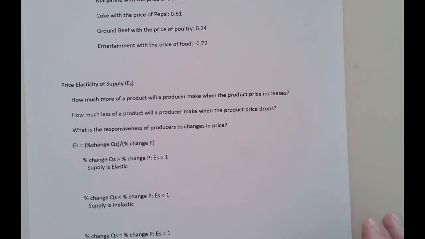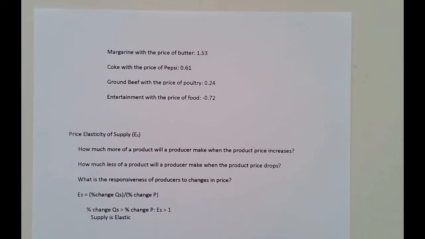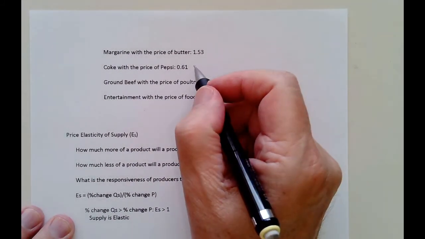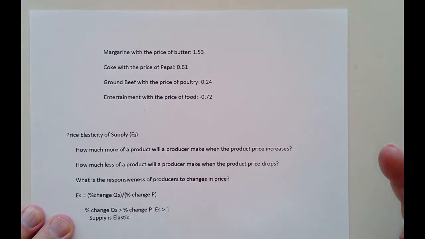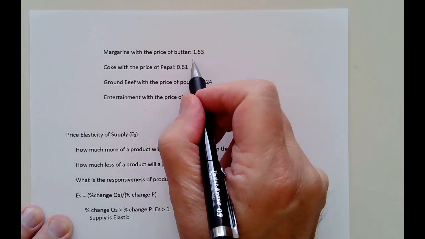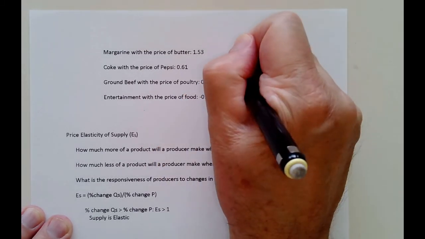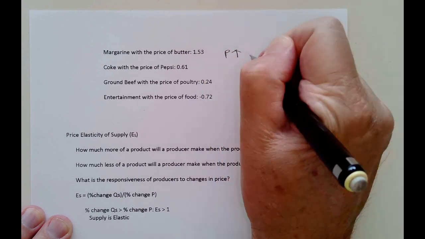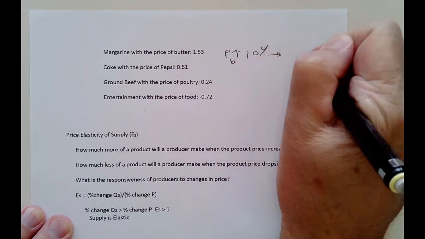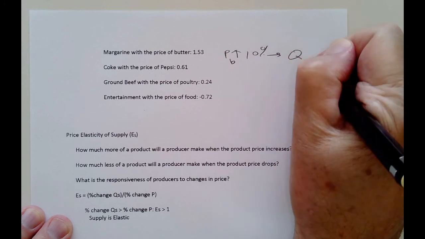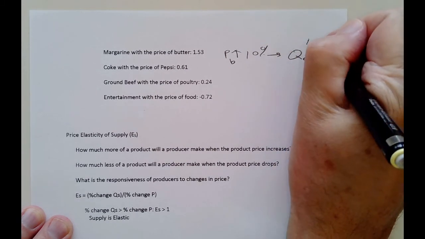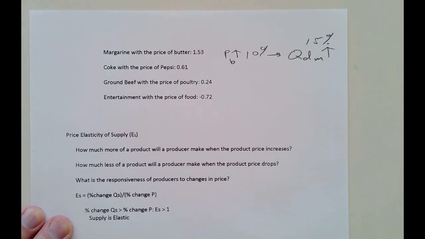Some actual numbers. We have margarine with the price of butter. So it's 1.5. It's highly elastic. Again, the numbers over 1 are going to be considered elastic. And this means they're going to be stronger substitutes. So this means that if the price of butter goes up by 10%, the quantity demanded of margarine, M for margarine, is going to go up by maybe 15%. Which is no surprise there.